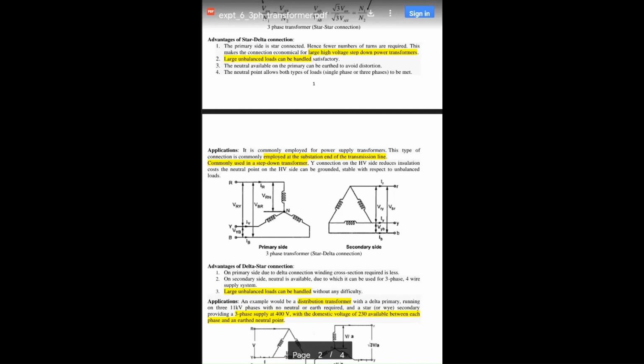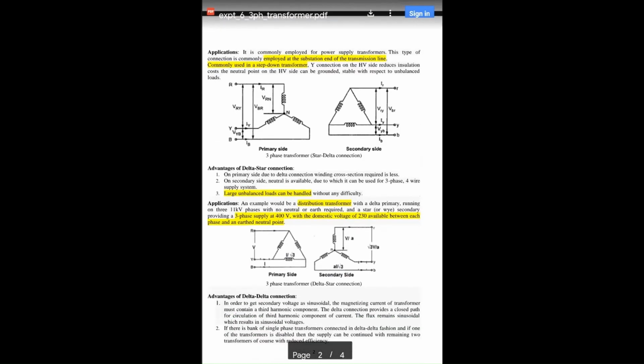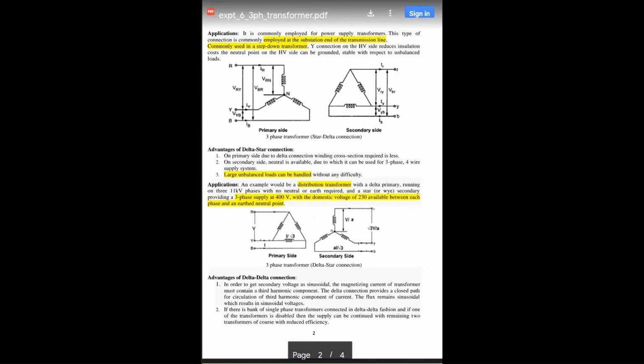High voltage is received from the transmission line, and at the substation it is stepped down. So its applications are at the end of the transmission lines, in step down transformers. The star connection on the high voltage side reduces the insulation cost, and the neutral point on the high voltage side can be grounded. So this is the connection diagram. Advantages and applications are already discussed. It is like any other star connection: RYB phases are shown, and similarly on the secondary side, the delta connection is shown.